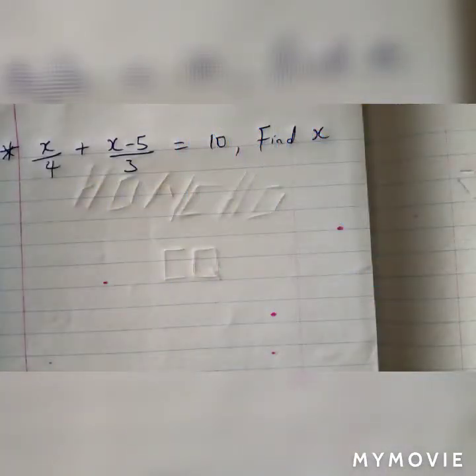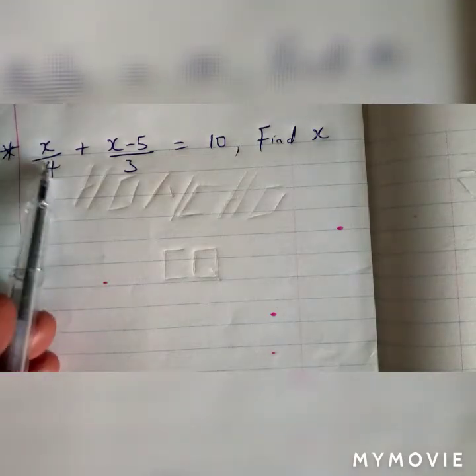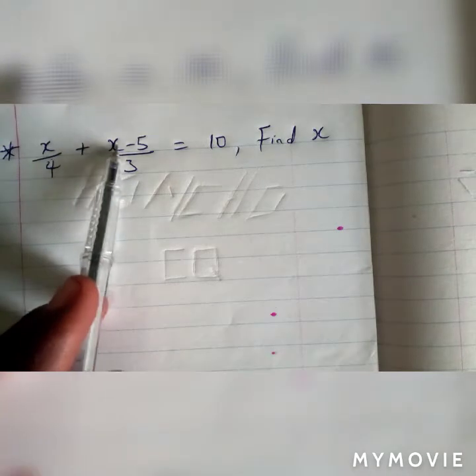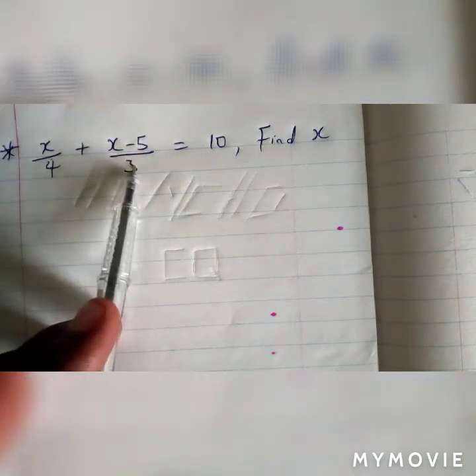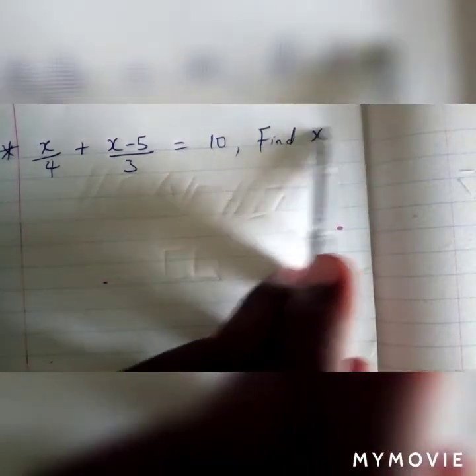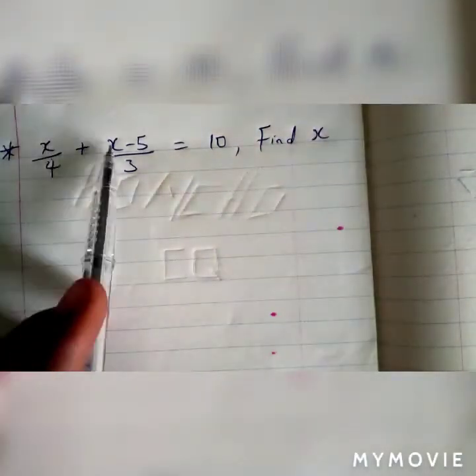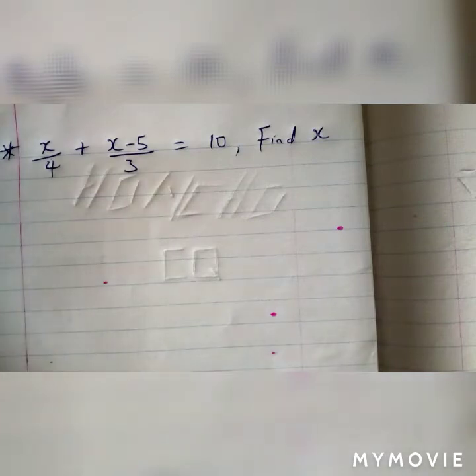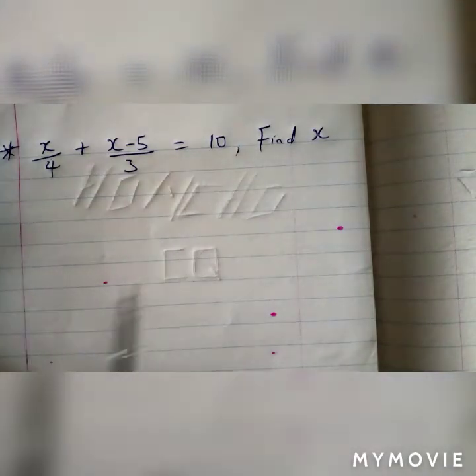Welcome back. Now we have a problem on simple equation. Although we're still looking at simple algebraic equations, we have x over 4 plus (x minus 5) all over 3 equals 10. And we are asked to find the value of x, that's the unknown here. Alright, so how do we go about this?